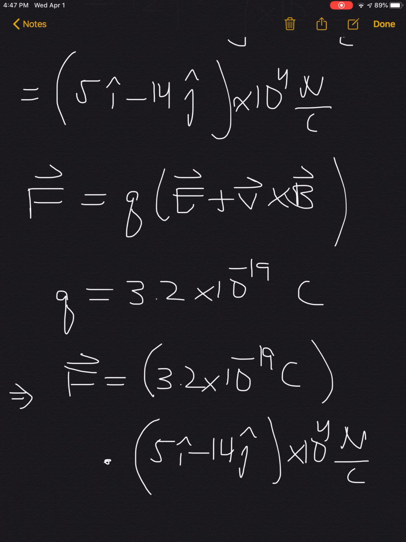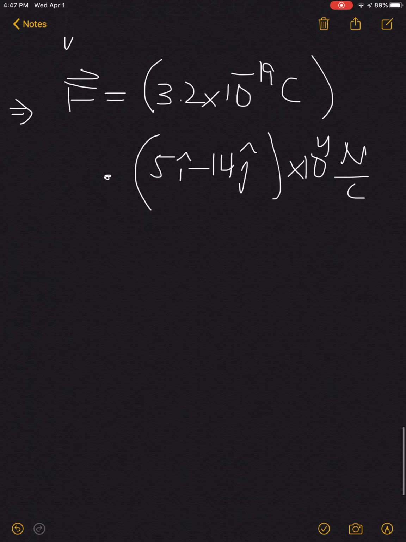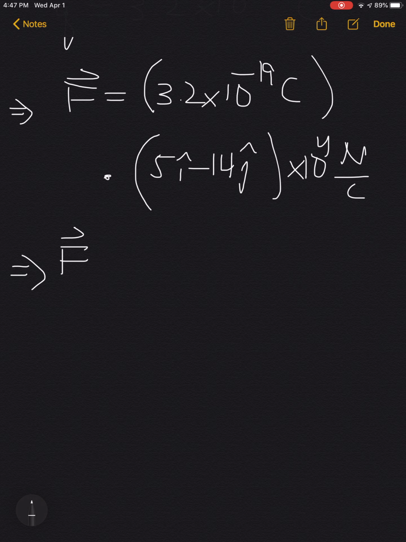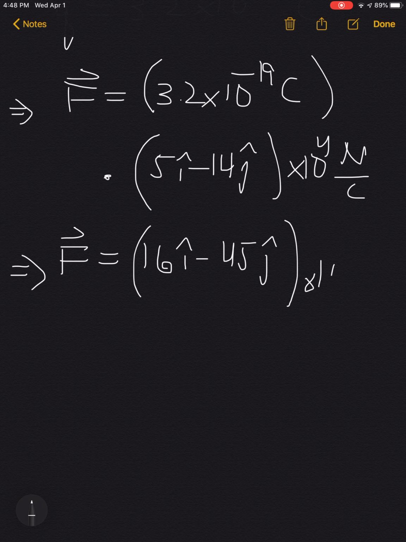You see that those coulombs are going to be canceling out, and you're going to be left over with nothing but newtons. And the times 10 to the minus 19th is going to partially cancel with the times 10 to the fourth. And what you get is that the force is going to be, multiplying the 3.2 through, you get 16i minus 45j. I rounded up to 45 there. This is times 10 to the minus 15 newtons.